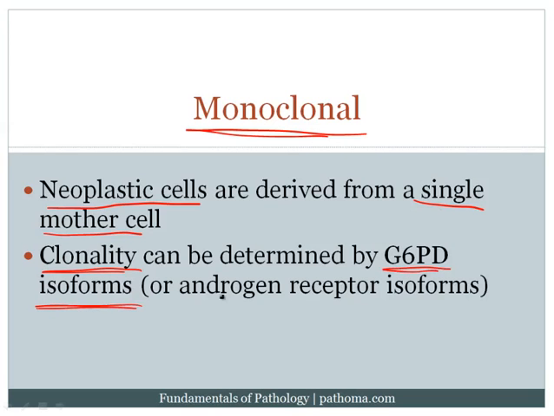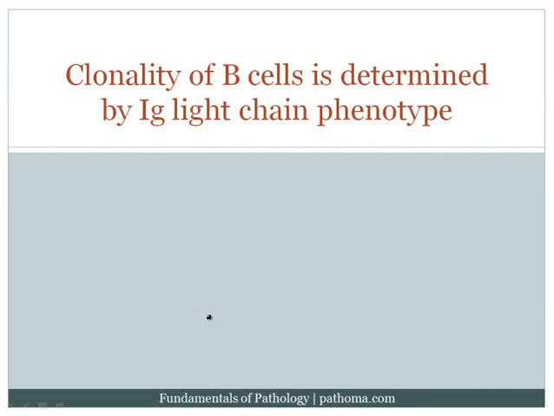Now we could play the exact same game using androgen receptor isoforms, because androgen receptor isoforms are also on the X chromosome. And so we could say that the patient has androgen receptor A, androgen receptor B, androgen receptor C or D or E, etc. And we could play the exact same game that we played with G6PD. But this is a fundamental principle of neoplasia. And that is that all neoplasia, whether it be benign, whether it be malignant, all neoplasia, all tumors are monoclonal by definition.